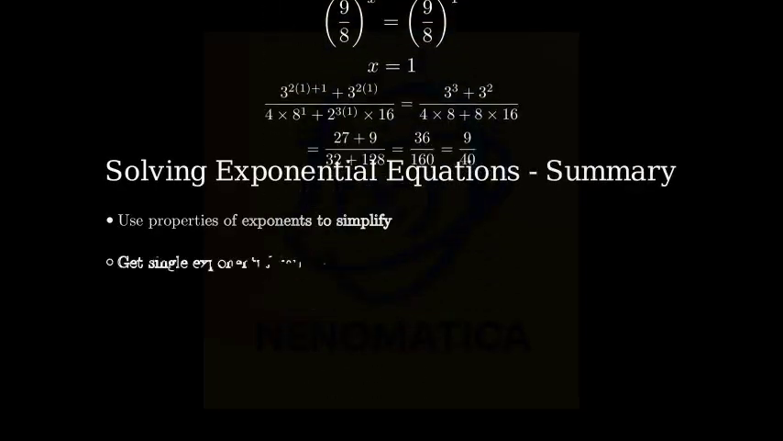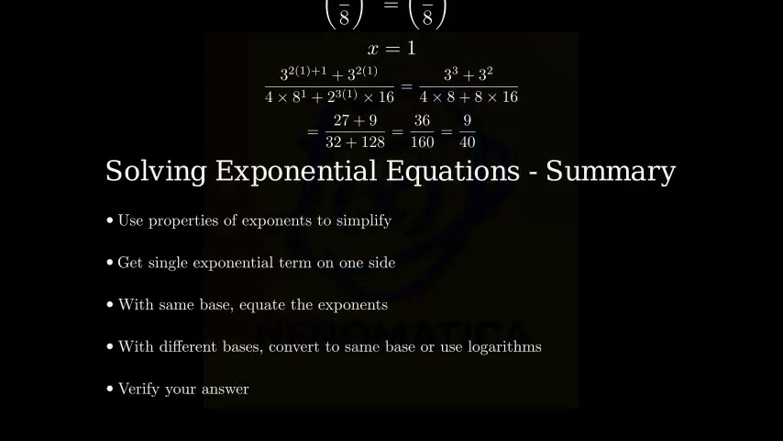To summarize, when solving exponential equations: Step 1. Use properties of exponents to simplify the equation and factor out common bases when possible. Step 2. Try to get the equation in the form where one side has a single exponential term. Step 3. If both sides have the same base raised to different powers, equate the exponents to solve. And step 4. If different bases are involved, try to rewrite the equation in terms of the same base or use logarithms. Always verify your answer by substituting back into the original equation.